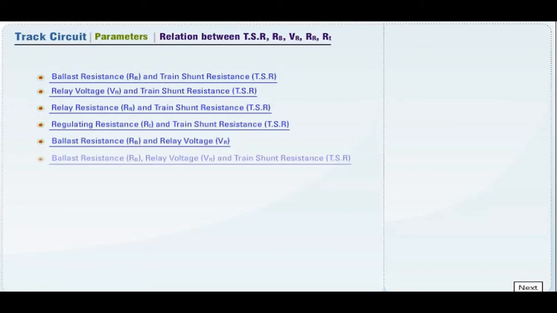Relation between train shunt resistance, ballast resistance, relay voltage, relay resistance and regulating resistance. For more details, click on the links given below.